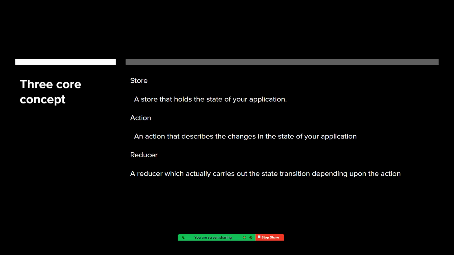Okay, action, what is that? In Redux we say action, and it's a very important word. So what does an action do? An action describes the changes in the state of your application. An action has just a type. An action is just an object which describes the change in the state of your application.